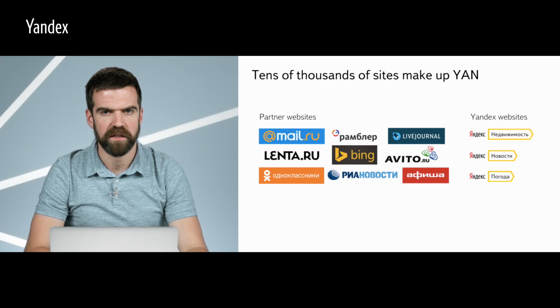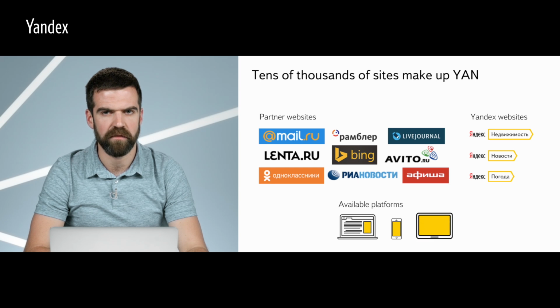YAN also includes Yandex services like Yandex Real Estate, Yandex News, and Yandex Weather, all high-traffic sites where ads from Yandex.Direct also appear. Moreover, the Yandex Advertising Network combines sites on various platforms: desktop websites, their mobile-friendly versions, mobile apps, and smart TVs. Along with the Yandex Advertising Network, ads from Yandex may also be served on content sites of external ad exchanges like Smarto. Sites in external ad exchanges are reviewed by a moderator and subject to the same quality monitoring as the Yandex Advertising Network.